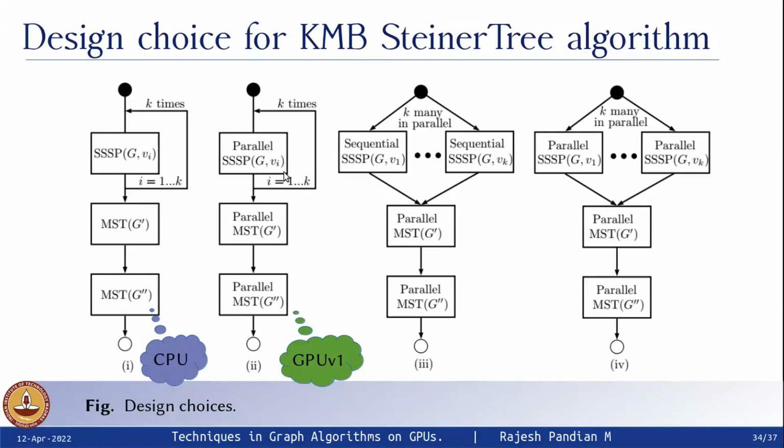So otherwise, we don't have to run k many SSSPs, right? Each of the k SSSPs happens from a different source. So we took an approach which is on the right-hand side, where we made these SSSPs run in parallel. That is what we call GPU VOpt, which is the optimized version of the version 1 implementation. So how did we do it?